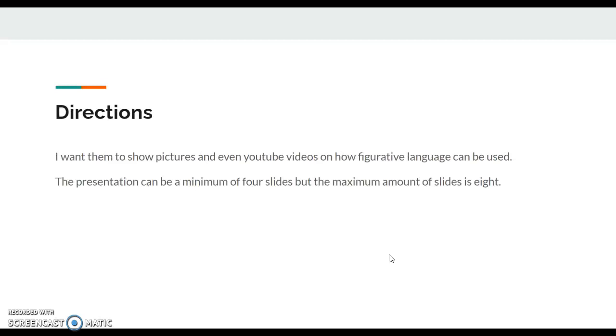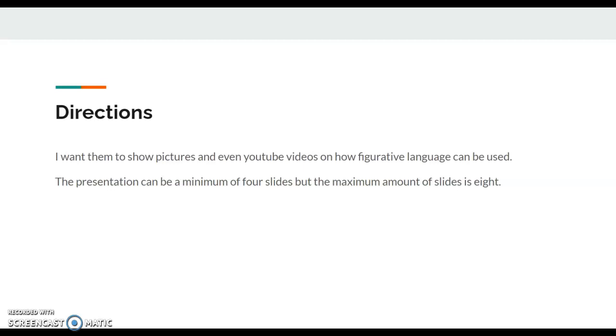The directions, very, very simple. I wanted to keep it very simple. So the directions are, I want your child to show pictures and even YouTube videos on how figurative language can be used, or how it has been used, or just a picture of it being used. And then the presentation can be a minimum of 4 slides, but the maximum amount of slides is 8.